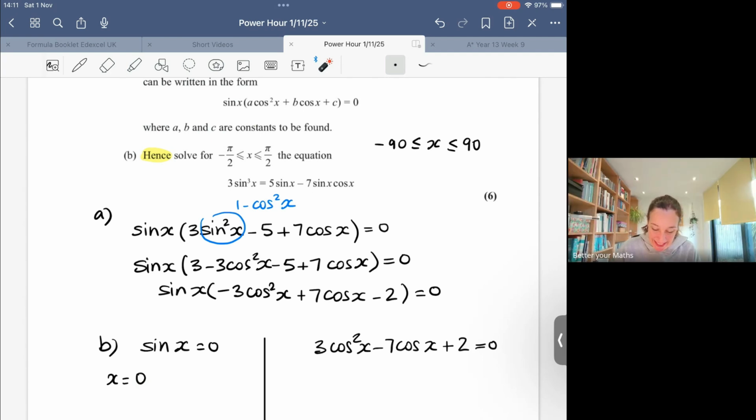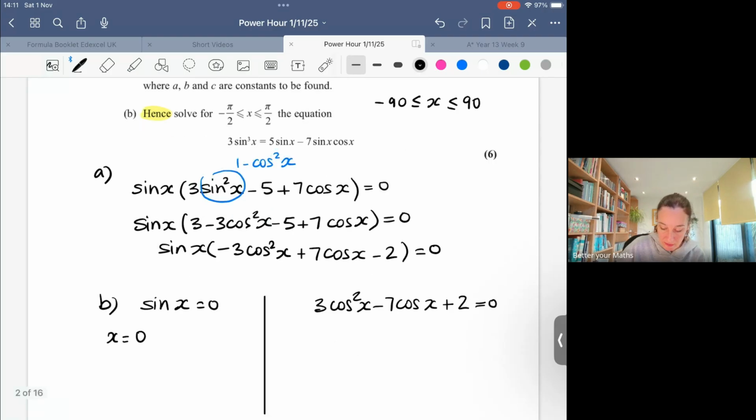The next one, I'm going to factorize this. It's a quadratic, so I'm going to factorize that quadratic. It is going to be 3, minus 7, and 2. And I get 2 and 1/3. So if we factorize this quadratic here, we will have cos x equals 1/3 and cos x equals 2.